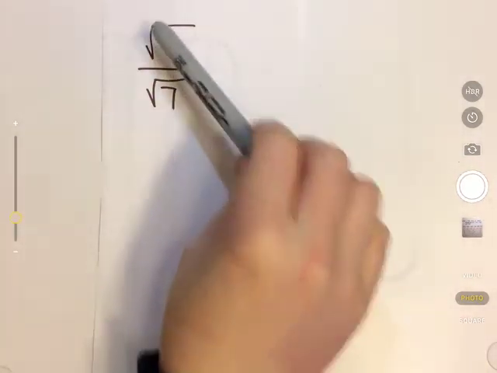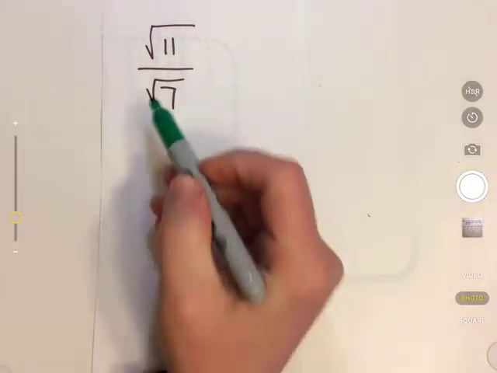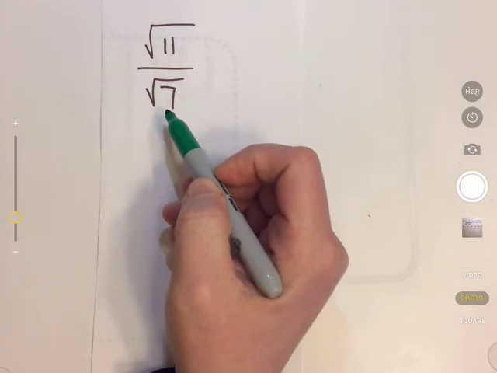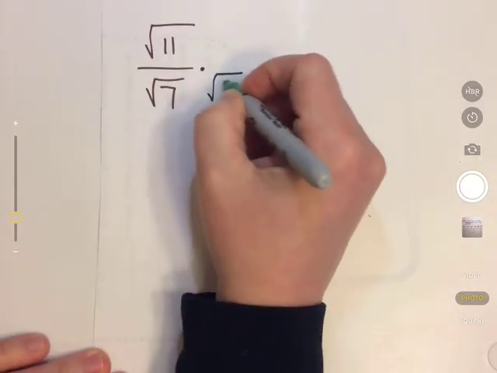Just looking at these numbers, 11 and 7, they have no common factors, so there's no way I can reduce that fraction. So yes, I could break it off into one big radical for that fraction, but by looking at it, I know that they can't be reduced. So you might be thinking, I don't get it, this should be the final answer. Well, it would be, except we have one problem. We cannot have a radical in our denominator. In order to get rid of that radical, we must rationalize the denominator.